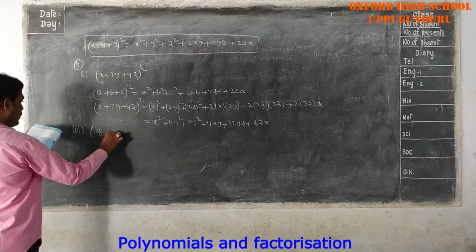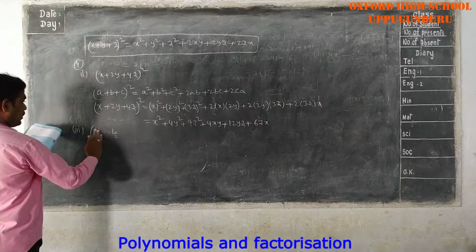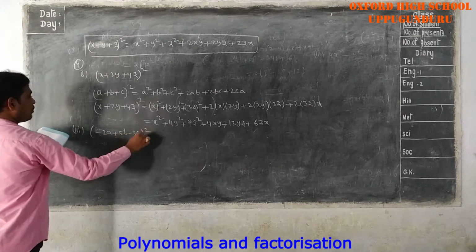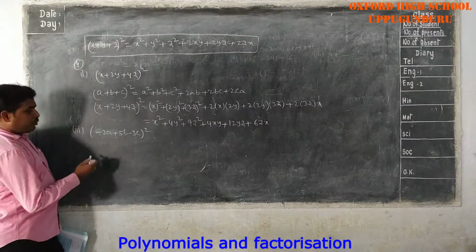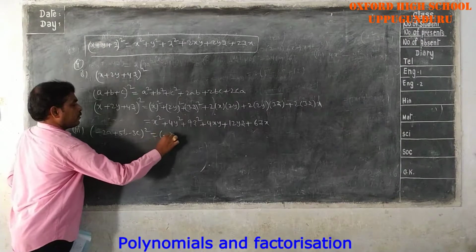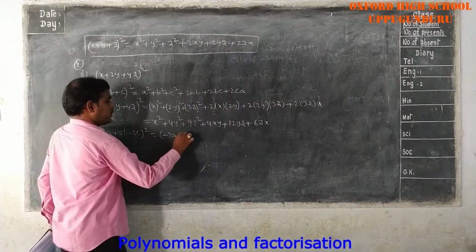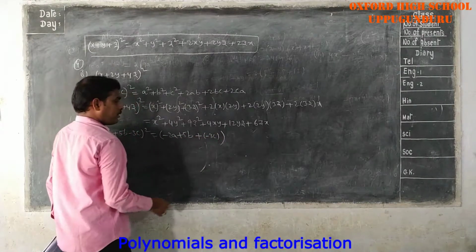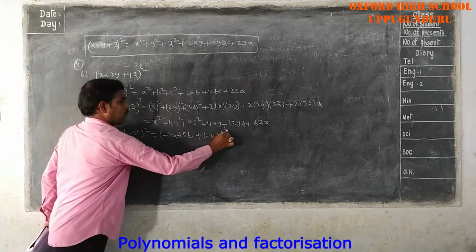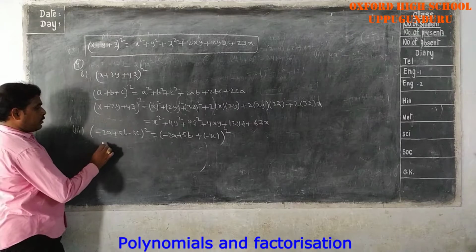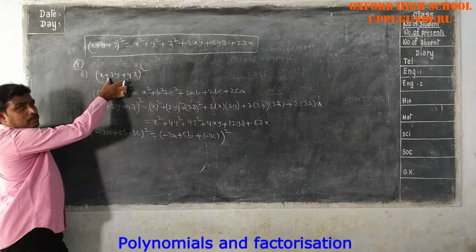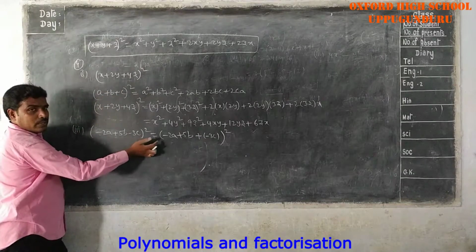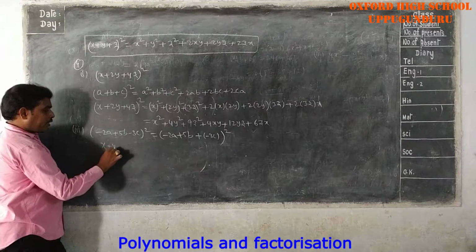Third problem is minus 2a plus 5b minus 3c whole square. For this also you have to do this. You can write minus 2a plus 5b, instead of minus 3c you can write plus of minus 3c, whole square. Now this problem is in terms of a, b, c, that's why we are writing the identity in terms of x, y, z. Now you have to write the identity in terms of x, y, z.